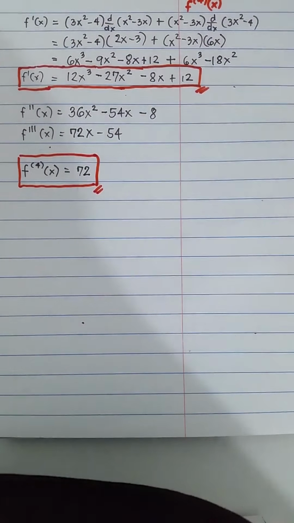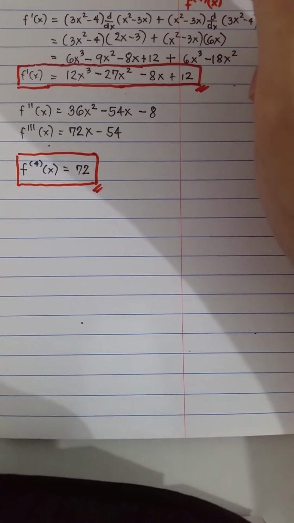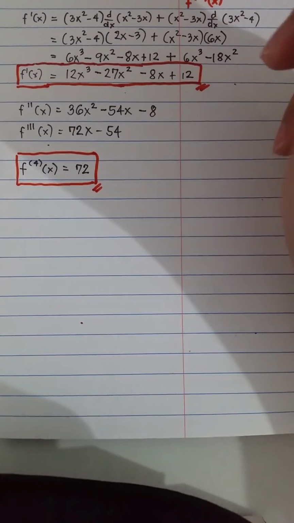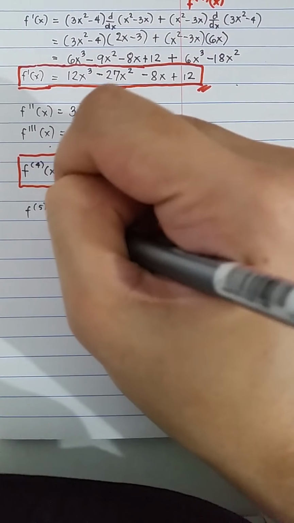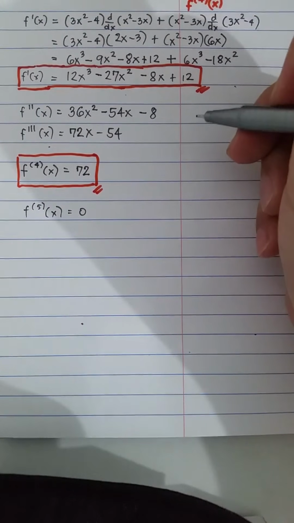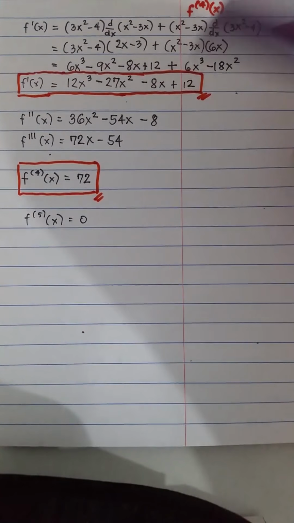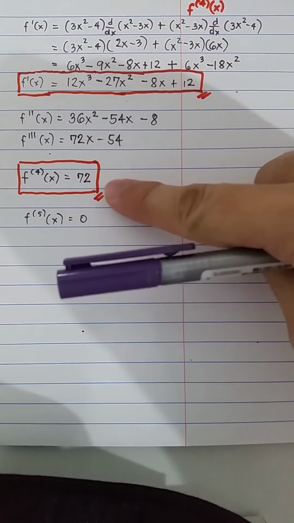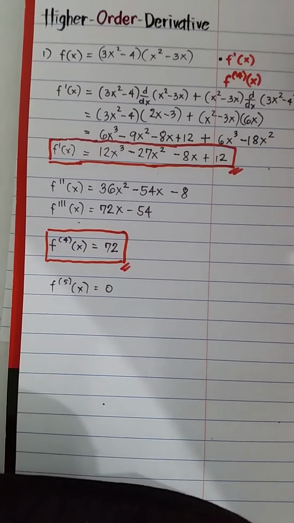Okay, 72 is still differentiable, right? So what do you think? What is the fifth derivative? Correct, that is 0. So f fifth of x is 0 as we continue, but we are only directed to find the f prime of x, or the first derivative, and the fourth derivative. So this is our answer.